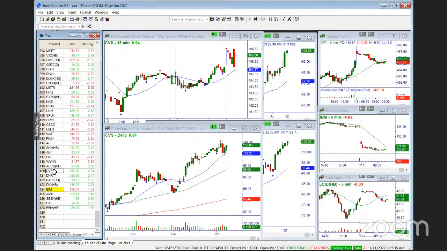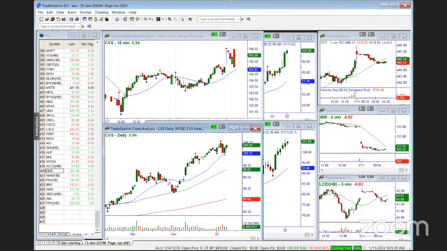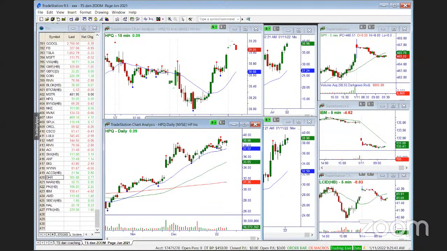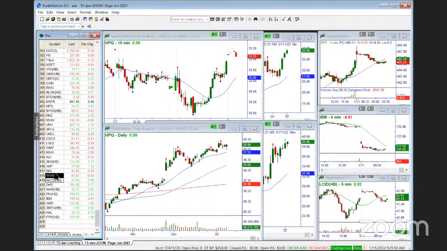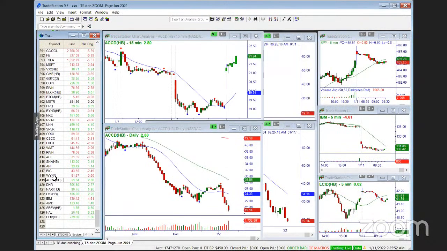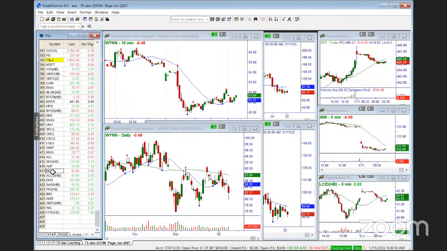CVS, I think, got upgraded, a little sloppy. Hewlett Packard, I've been watching this one for a while. Look at that, a gap breakout. And it's going sideways. So that looks great. ACCD 2194. So that's just a bullish gap in a downtrend. So I would only really be interested in day trading that if it's set up. Win got a downgrade, no pattern.